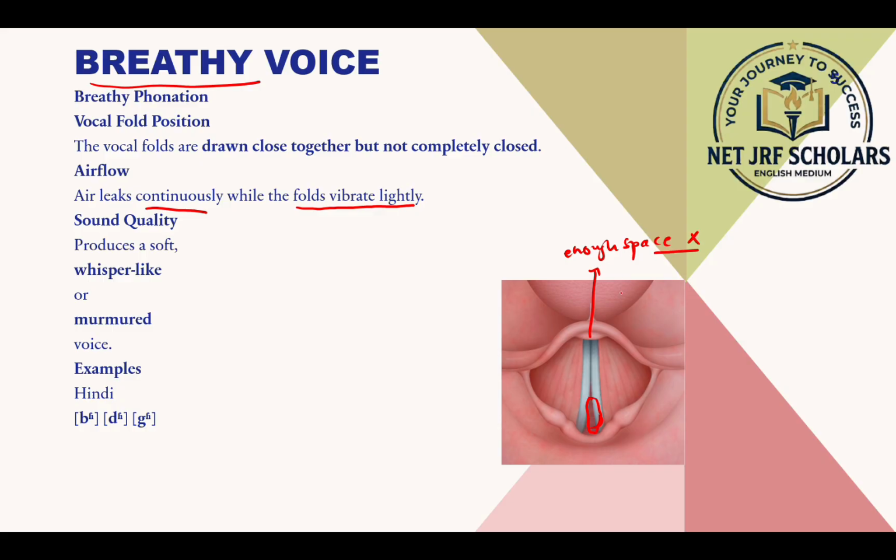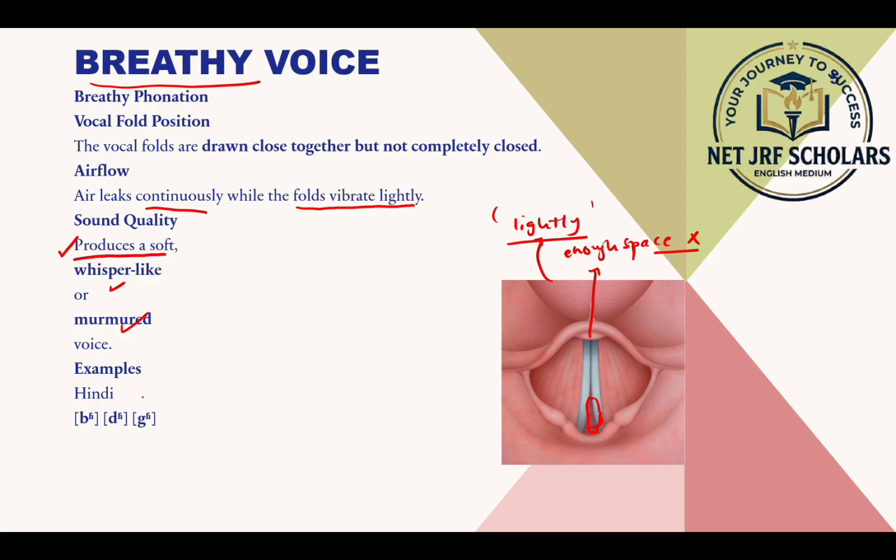So it has to come out. So the pressure is applied to the vocal folds, but there is a small escaping area, which results in the vocal cords vibrating slightly. That is the reason for the production of very soft sounds, while you whisper or murmur.